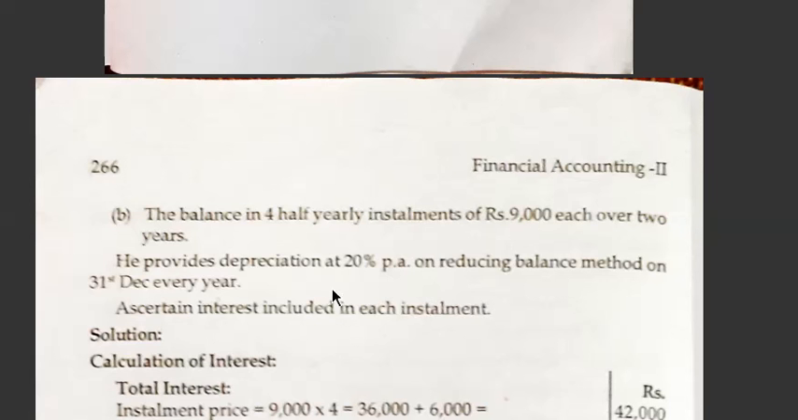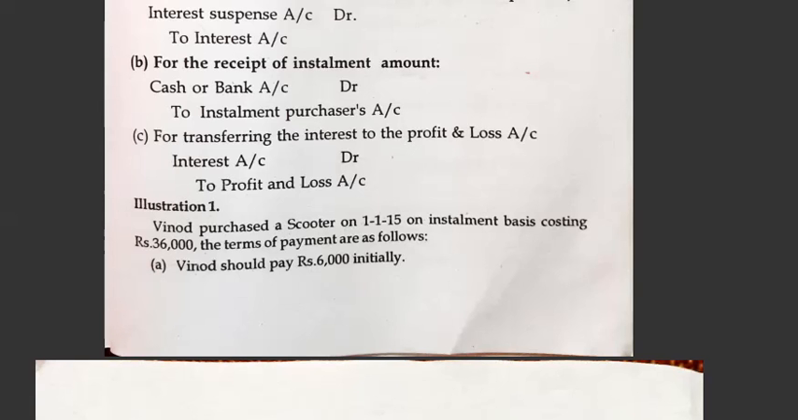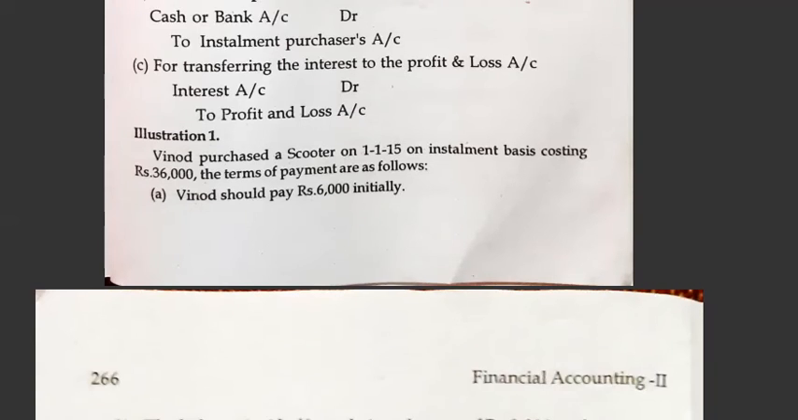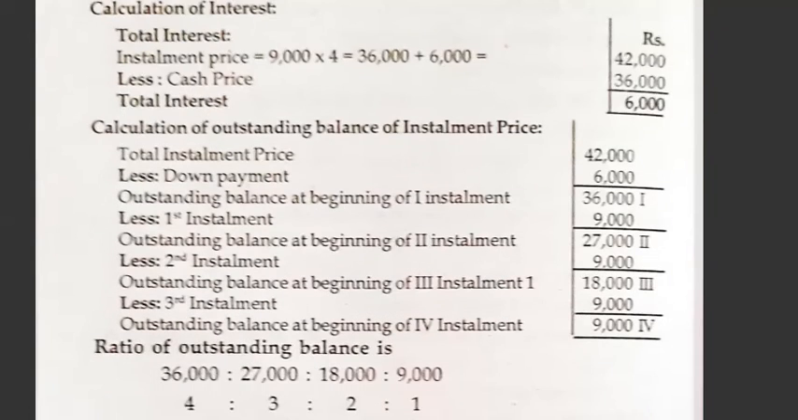Now, the interest rate has not been given. What we have to see is what information is given in the problem. Is the cash price given? Yes. Is the installment given? Yes, the installment is also given. Is the rate of interest given in the problem? No, the rate of interest is not given. When the rate of interest is not given, we have to go for the third case and find out the interest. The same way here, in the installment purchase system, we have to follow the third case and find out the interest.